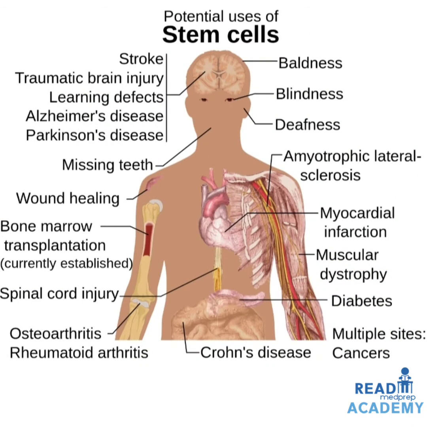The stem cells can be used in the central nervous system for stroke, traumatic brain injury, learning defects, Alzheimer's disease, Parkinson's disease, for missing teeth, for wound healing, for bone marrow transplantation, which is currently established, the spinal cord injury, osteoarthritis, rheumatoid arthritis, baldness, blindness, deafness, amyotrophic lateral sclerosis, in myocardial infarction, muscular dystrophy, diabetes mellitus, and multiple sites of cancers, and in Crohn's disease.